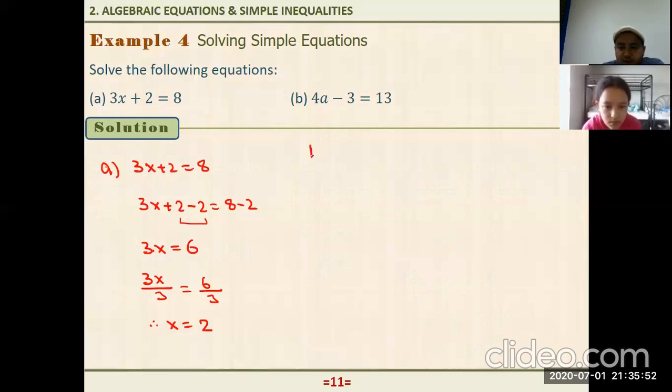Next, how about B? Now here 4a minus 3 equals 13. Now in the first step, what should I do here?